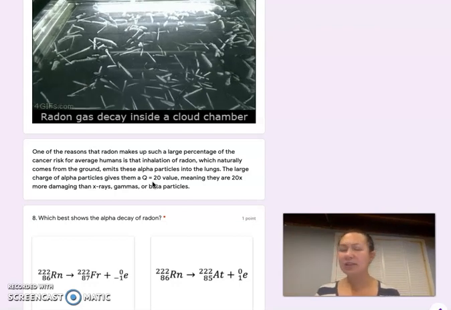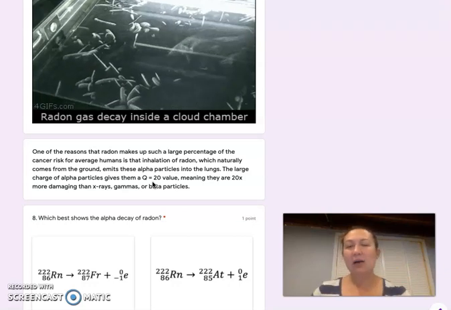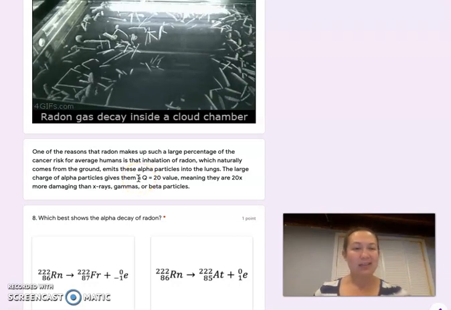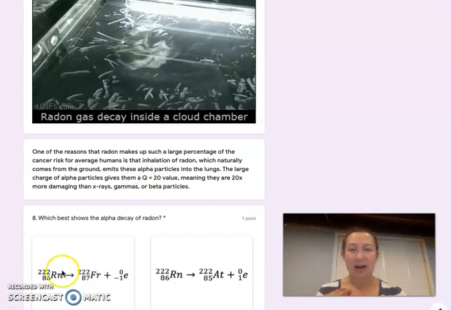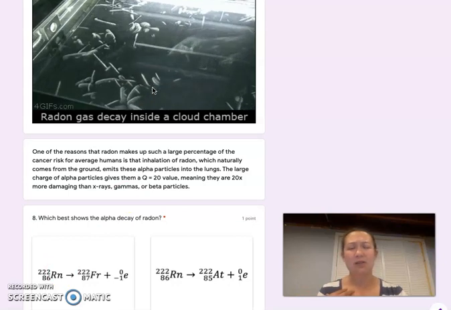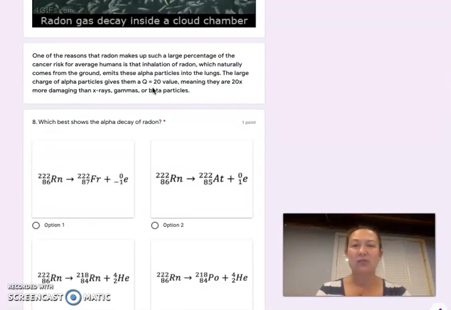They're specifically dangerous if you inhale or ingest them. That's because normally the alphas would get stopped by your skin. But if it's already inside your body, like if you live in a basement and you breathe radon gas all the time, then that decays in your lungs, increasing your risk for cancer.